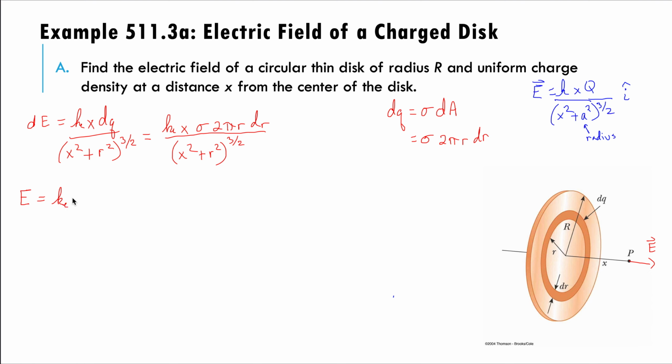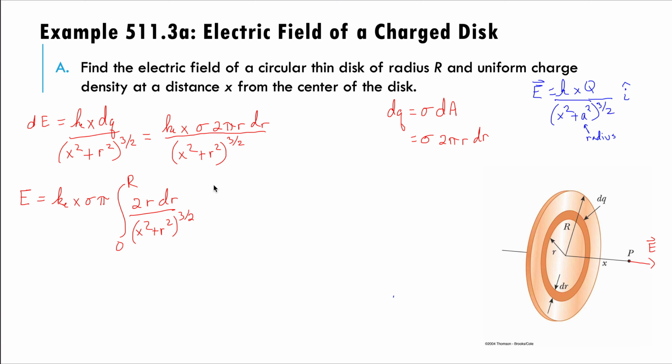So ke, x, sigma, and pi. And then I'm actually going to leave the 2 inside the integral because it's going to help us perform that integral. So 2r dr over (x squared plus r squared) to the 3/2. We're going to integrate that from 0 to capital R, so we get a contribution of all of these rings that make up this disk.